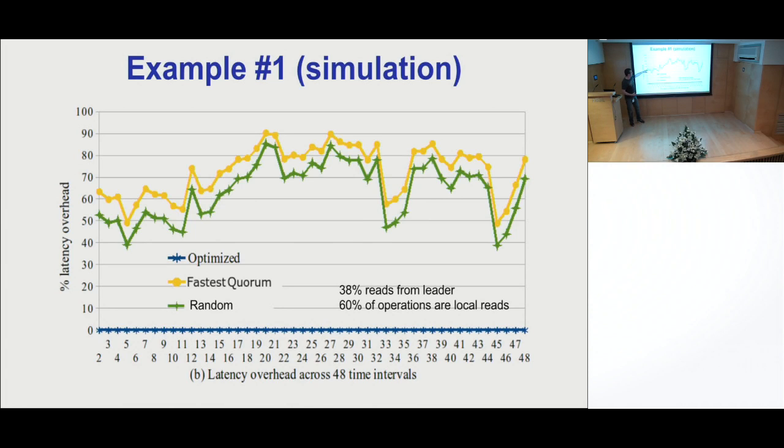The random here is the green one. It's about 60% worse. And the fastest quorum is even worse, simply because in this specific database, there are very few operations requiring a quorum, so it doesn't really matter if the quorum is very fast.